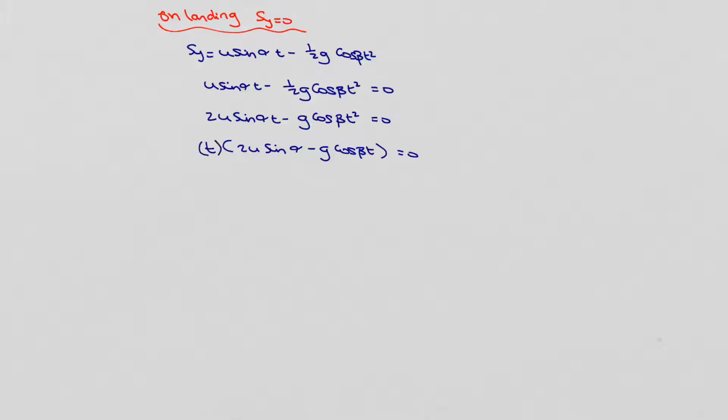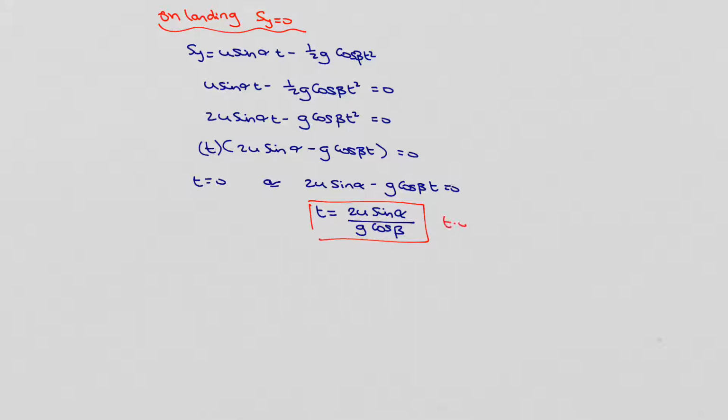Now if both factors multiply to give us 0, that means that one of them must be 0 or both of them must be 0, which leaves me with 2u sin alpha minus g cos beta t. And if I rearrange to get t on its own, I get 2u sin alpha over g cos beta. So this is my time of flight, because the only two times that the displacement above the ground is 0 is at the start and at the end.